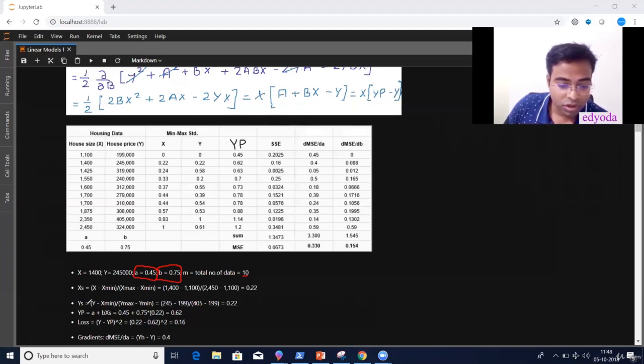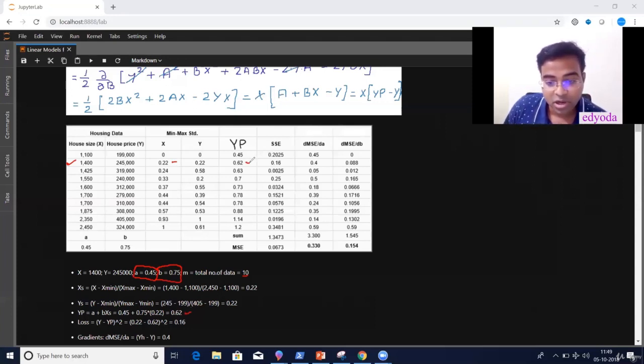So your yp is a plus b x. This is the first value that we are taking. Let's test with this value. Okay, second row. So what we have is a plus bx. 0.45 is the value of a, this is your intercept, and 0.75 is your b, and your current value of x is 0.22. You can see here, this yields your prediction, 0.62.